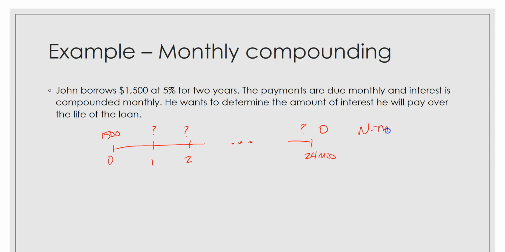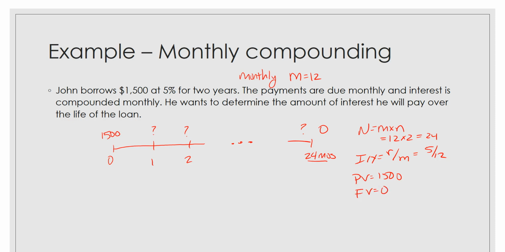So our n is m times n, compounding frequency times years. Our compounding frequency is 12 because it's monthly. There are 12 months in 1 year. So that's 12 months times 2 years, so 24, which is what we had already talked about. Our interest rate, we need our periodic rate. Our nominal rate is 5% and it's compounded monthly, so 5 divided by 12 is our periodic rate. We borrow $1,500 and we're going to pay that off.